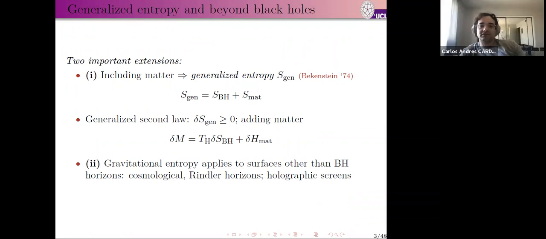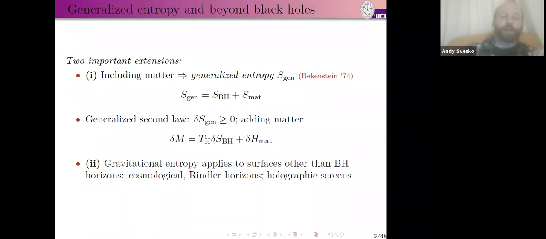This is a great question. So generally people work in the canonical ensemble. You can define a microcanonical ensemble, and I'll talk about this later. But there are multiple ways of deriving black hole thermodynamics. Actually, this will show up in the next slide.